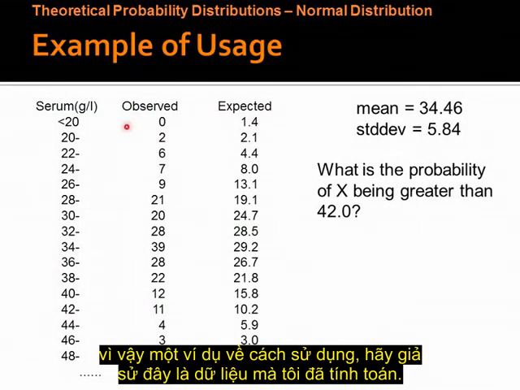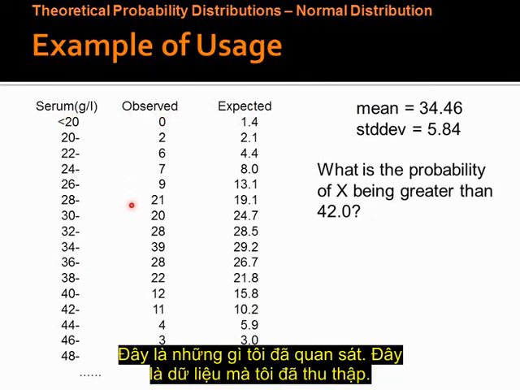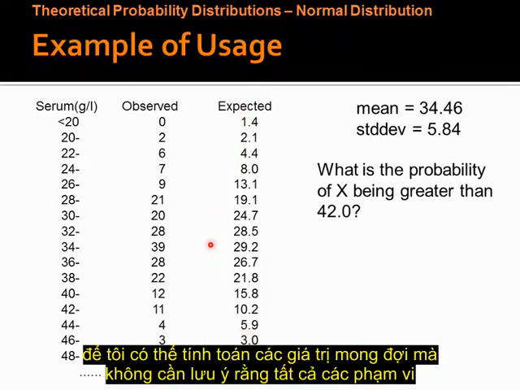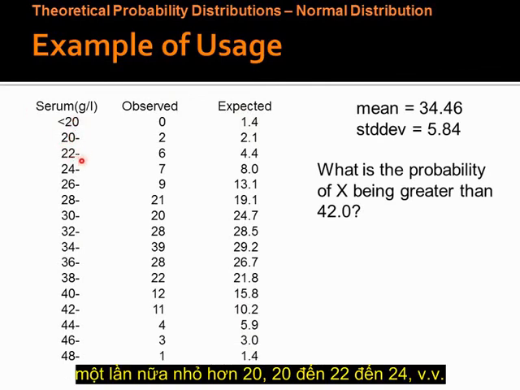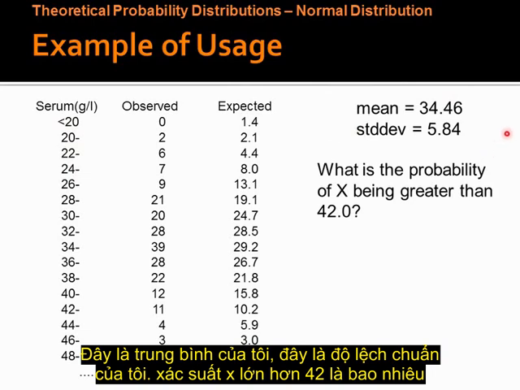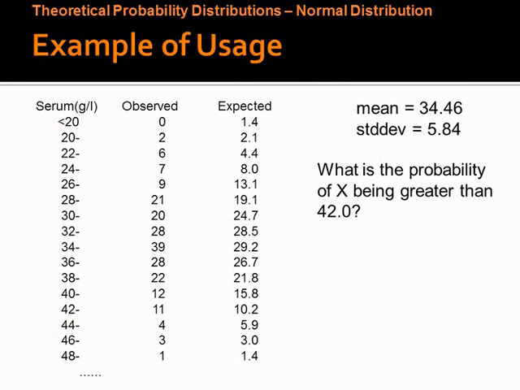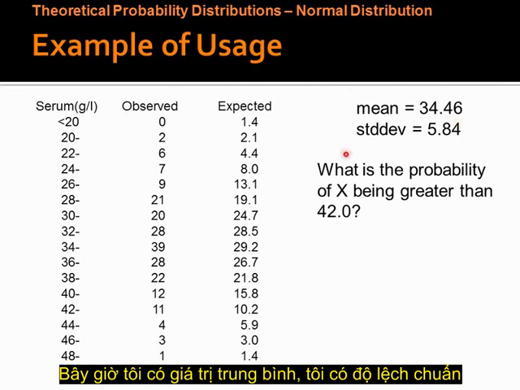So, an example of usage. Let's say this is the data that I have calculated. This is what I've observed, the data that I have collected. This is what I expected, assuming this followed a normal distribution, right? So I could calculate the expected values. Now notice these are all ranges once again. Less than 20, 20 to 22, 22 to 24, and so on and so forth. Here's my mean, here's my standard deviation. What then is the probability of x being greater than 42? What's the probability of getting people with this serum level that's greater than 42? Now, I have my mean, I have my standard deviation.